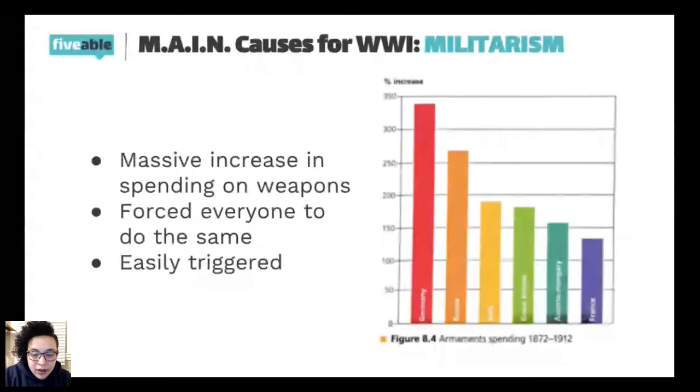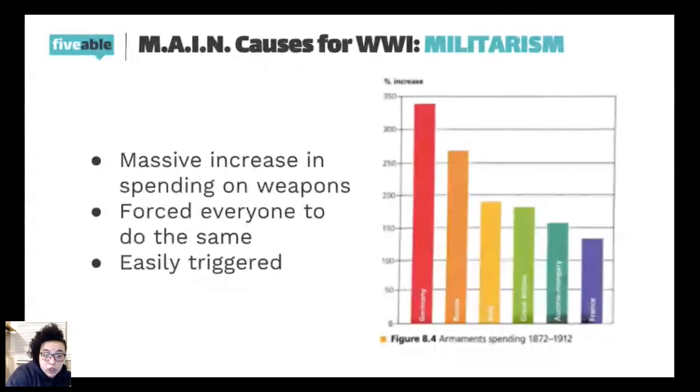So in the time before World War One, you've got this rise of militarism. Okay, so I have a little graph here. It's a little bit blurry, but it gets the job done. You can basically see an increase in spending on armaments, on weapons, in the time 1872 to 1912. Look, this is a percent increase. Germany increased their spending on weapons, on defense, on military by almost 350% in that time.